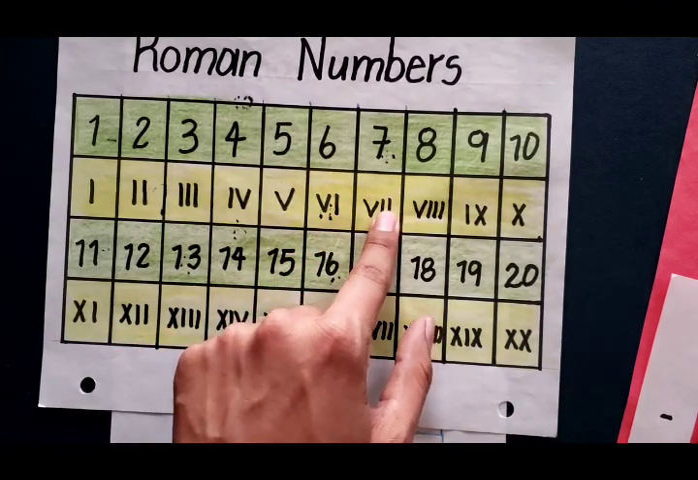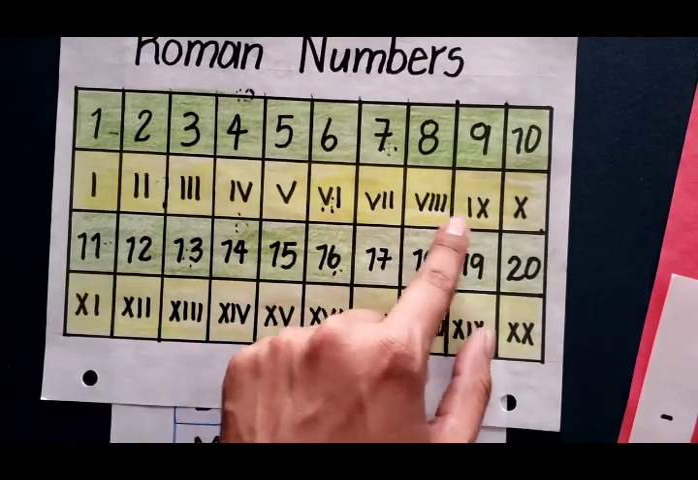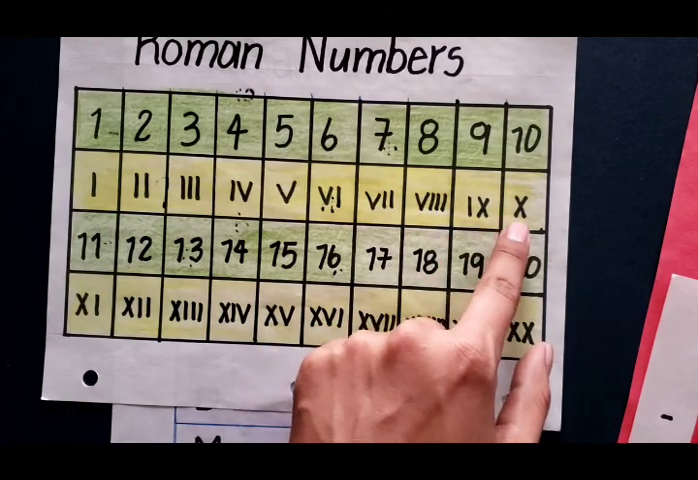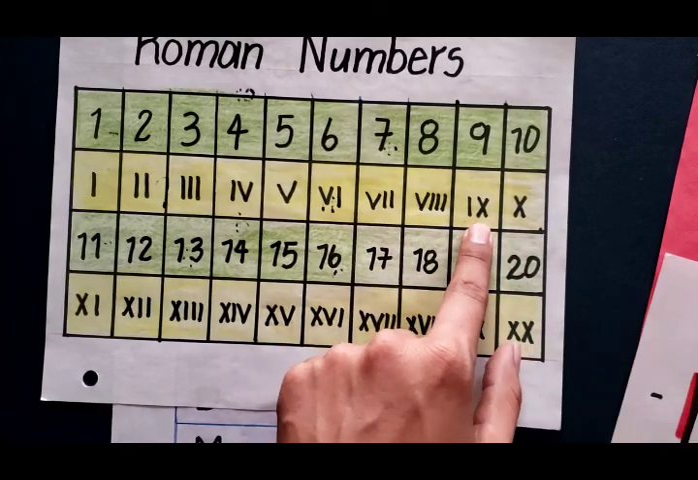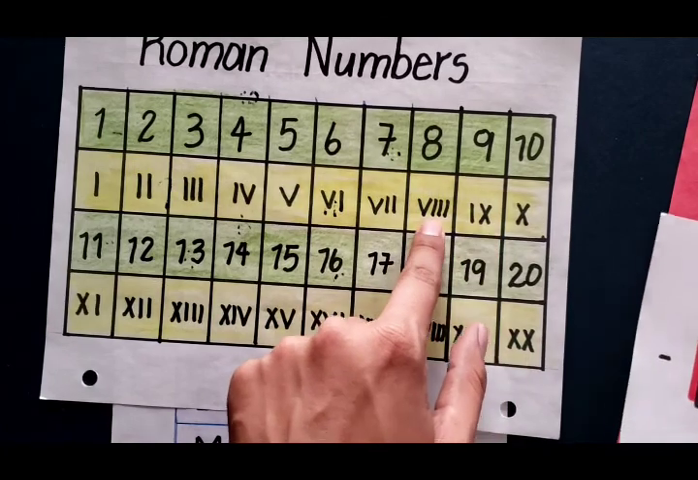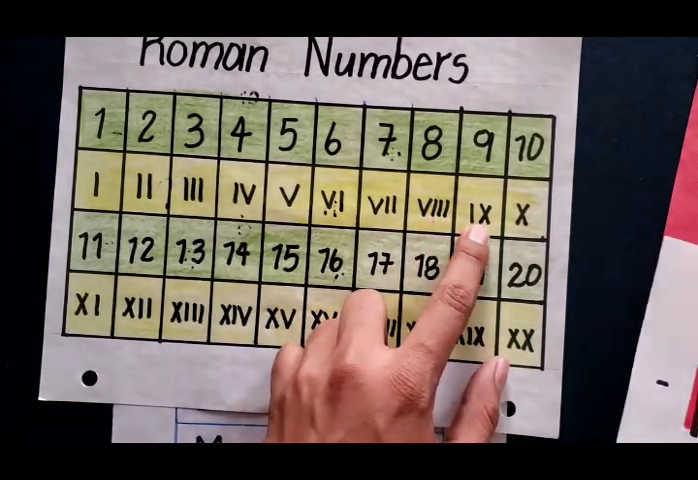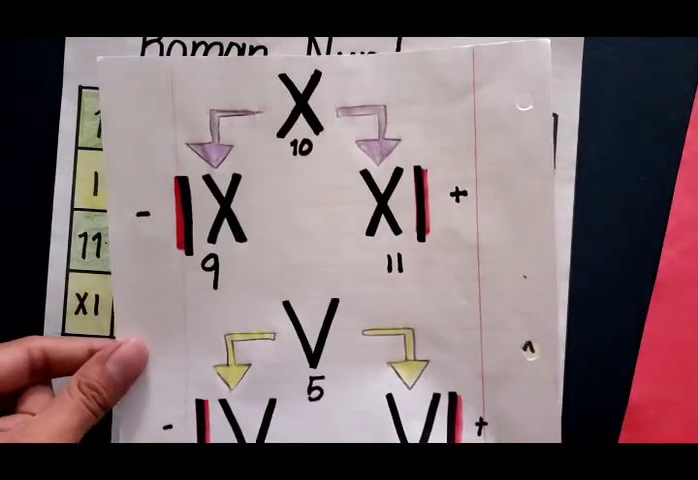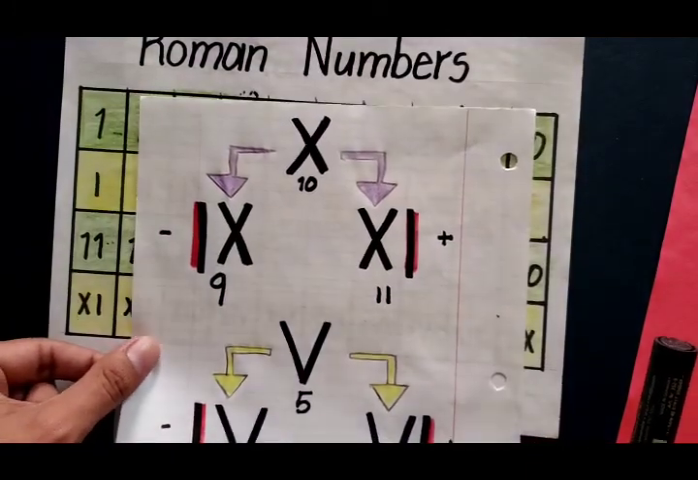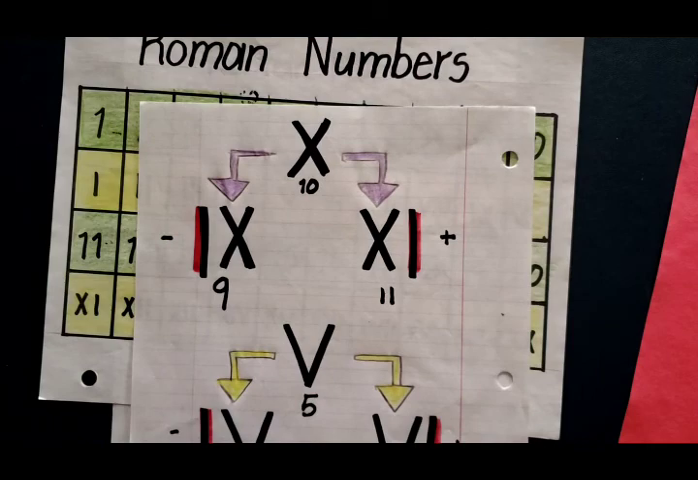We have number 7, we have number 8, we have number 9, and we have number 10. Look at number 9, okay, the same. You cannot repeat the line 4 times, right? Only 3 times, and that's why the 9 is written differently, following the same rule that we used when we wrote number 4. The same.